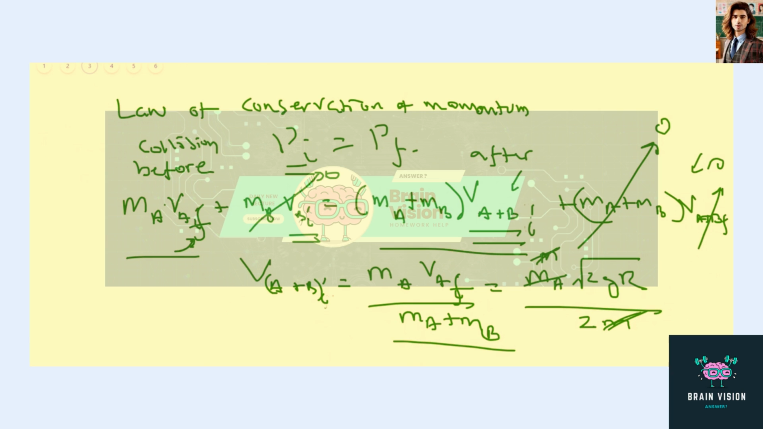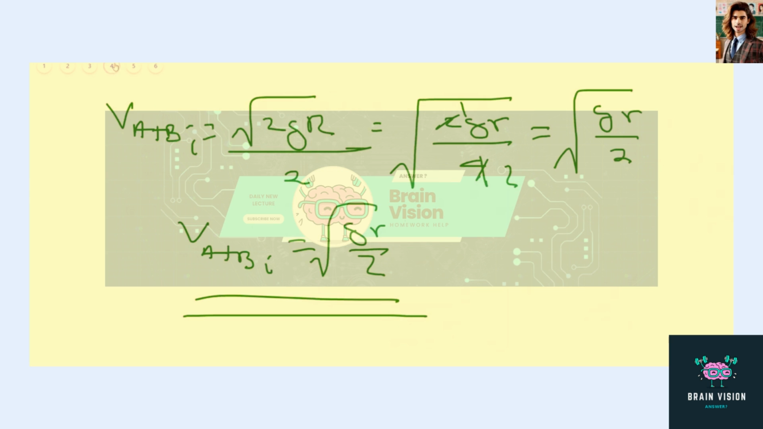Before collision, A has a momentum, and that momentum is due to its final velocity. But B doesn't have a momentum because its initial velocity is 0. When they collide, we have an initial momentum for A and B combined, but we don't have a final momentum. It's 0 because the final velocity is 0. So we use that to get the initial velocity of A and B when they stick together and collide. And that's going to be on the next page. You see we get radical gR over 2.